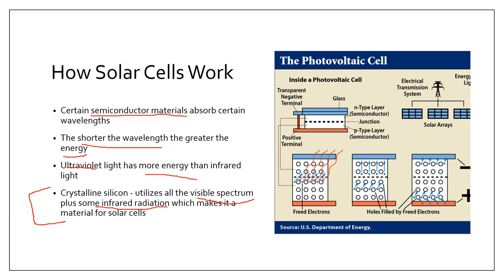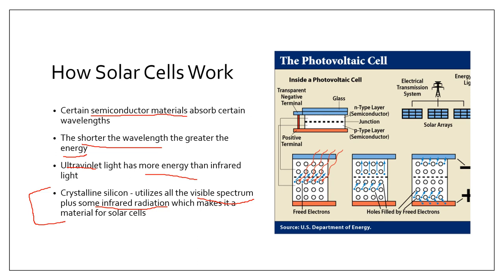Because it's a direct conversion. So inside of the cell, this is what you're going to see. So this is outside. We have solar arrays here and we have an electric transmission system, and then you capture and then you transport from poles to poles to your residence and commercial places.